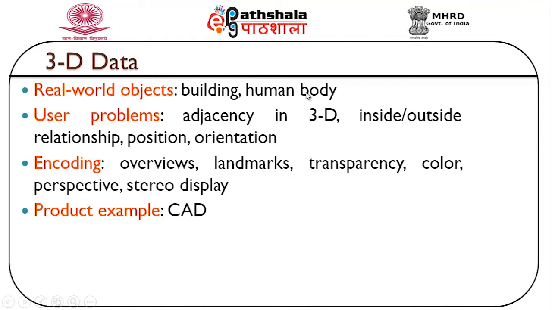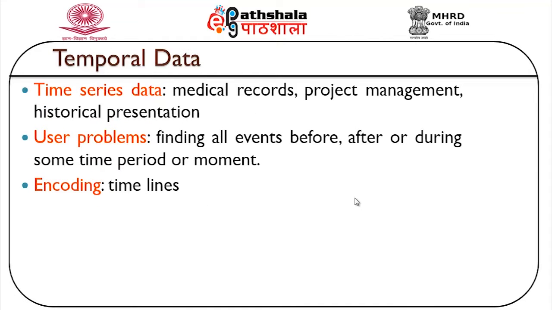In the case of three-dimensional data, the 3D information type, we have real world objects. Examples are buildings and the human body. User problems associated with this are to find out the adjacency in a three-dimensional data set, to find out the inside-outside relationship, to look at the position and to get the orientation of the information. Encoding principles applicable on a three-dimensional data set are overviews, landmarks, transparency, color, perspective, and stereo display. Product example is CAD.